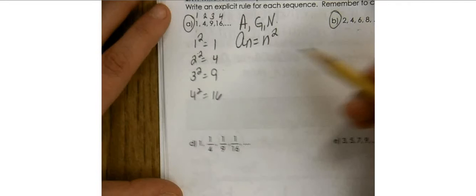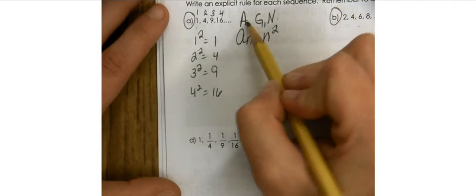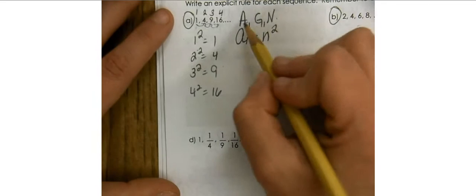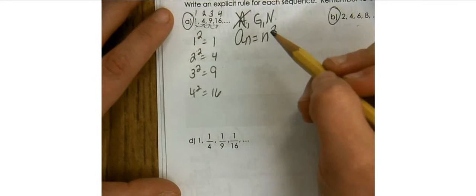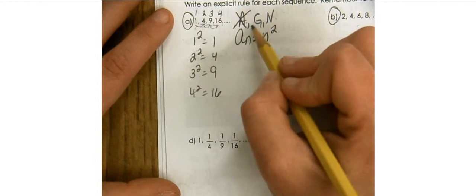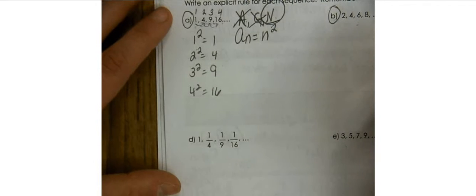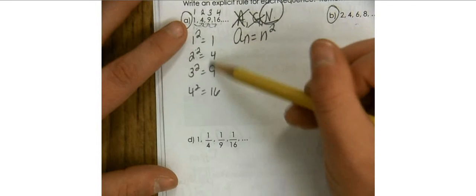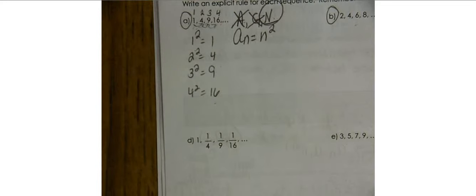Whenever you are doing these problems, I would like you to write down A, G, and N. What A, G, N means is look to see if it's arithmetic. Are you adding the same number each time in order to get to the next number? If the answer is no, cross it out. Are you multiplying by the same number each time to get to the next value? If not, cross it out. That tells you that this is a neither, and in this case, it's a neither situation. You might have been able to see that it's a neither situation just by the fact it was perfect squares.